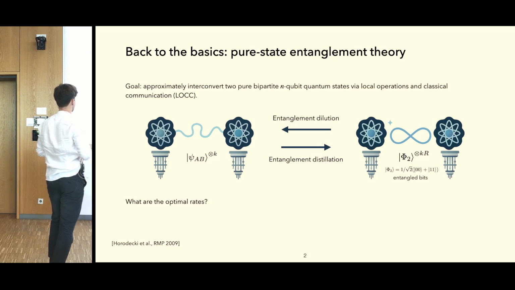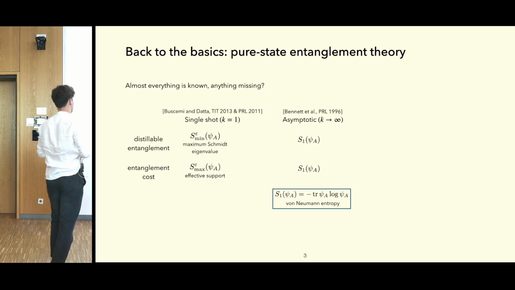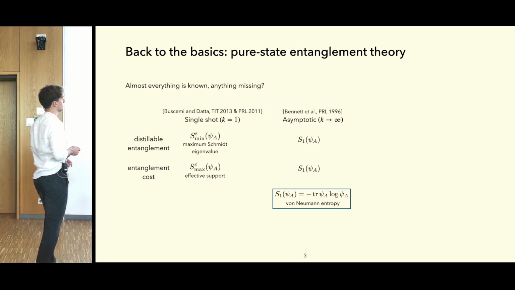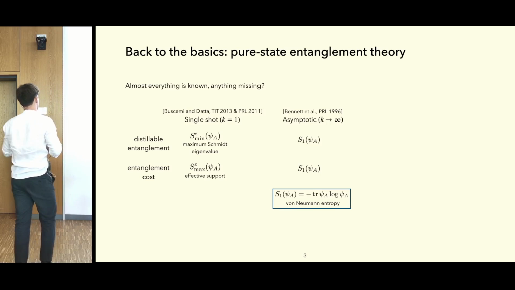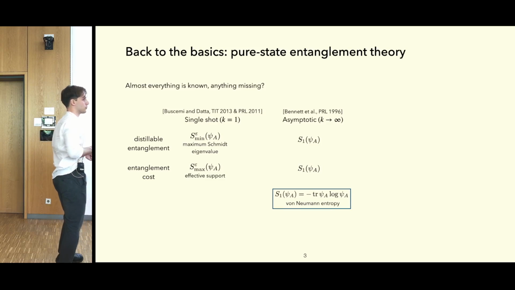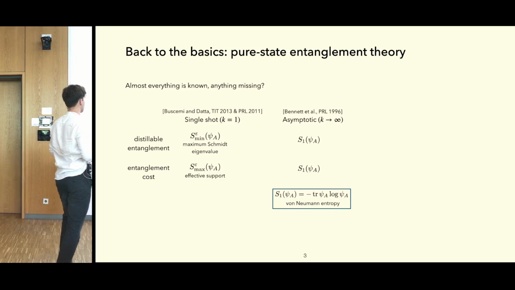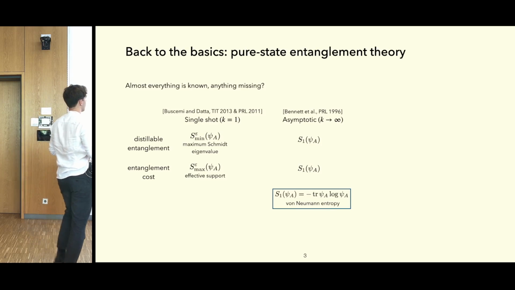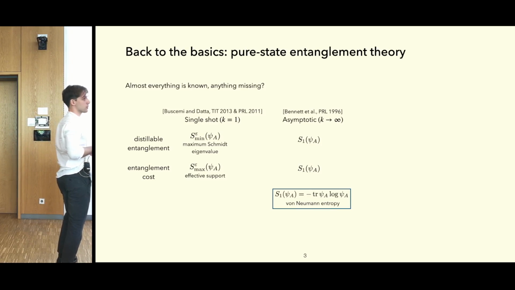And in particular, the question is, what are the optimal rates? And this is very well established. In the asymptotic case, we know that the von Neumann entropy captures both asymptotic rates, both the distillable entanglement and the cost, in the infinite-copies setting. If we go into the single-shot regime, for the distillable entanglement, the smoothed min-entropy captures the optimal rate, while the optimal rate for the entanglement cost is captured by the smoothed max-entropy. Here it's not needed for me to define these quantities.